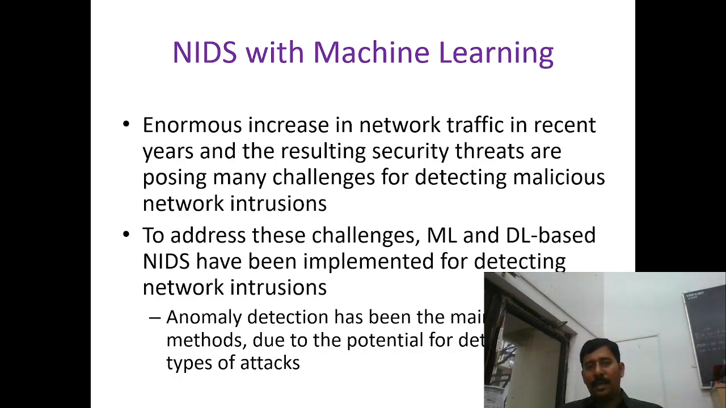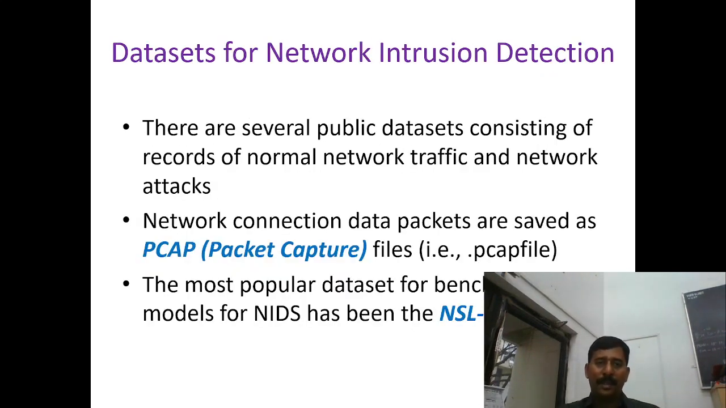So here, first of all, we need to look at the various data sets that are commonly used for training and evaluating machine learning based NIDS, followed by a description of the machine learning models used for anomaly detection, and followed by some adversarial attacks on machine learning models for NIDS. So coming to the first one, what are the various data sets for network intrusion detection system?